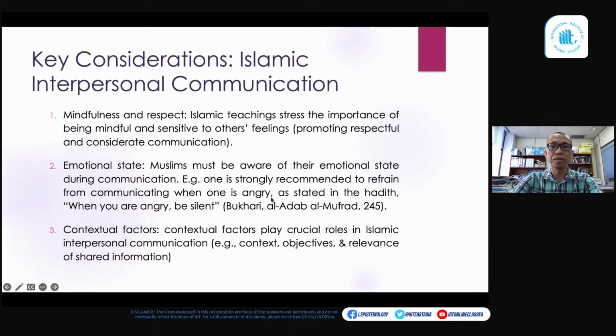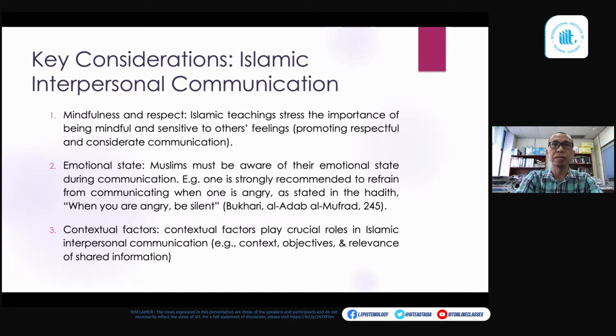And of course, if you are fond of reading the books written by the early Muslim scholars, for example, Bukhari came out with this book, Al-Adab Al-Mufrad. You can refer to page 245. One is strongly recommended to refrain from communicating when one is angry. And of course, this is based on one hadith: when you are angry, be silent. In one hadith, the term "don't be angry" is repeated 3 times because there will be negative implications.